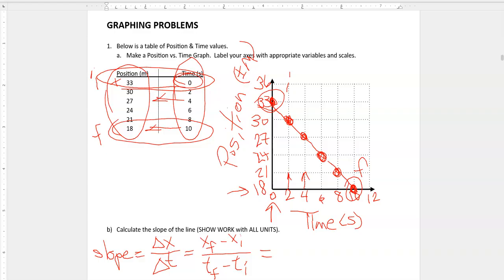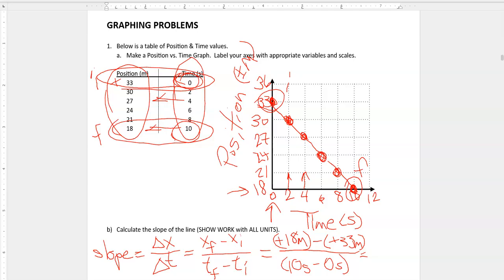Our final position is 18 meters. Technically, it's plus 18 meters. We put that in parentheses. And we're subtracting it from the initial point. Well, the initial point is plus 33 meters. We're going to divide that by the difference in time. Well, the difference in time is much easier to write. It's the final time, which is 10 seconds, minus the initial time, which is 0 seconds. So it's 10 seconds minus 0 seconds. And we get that equation.